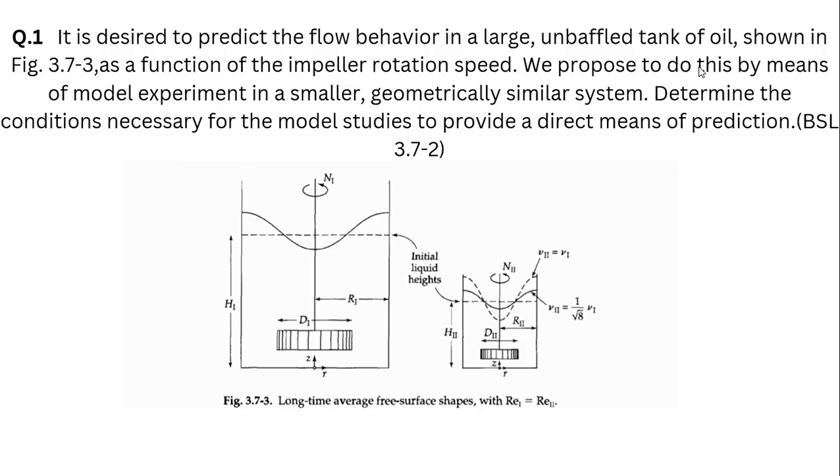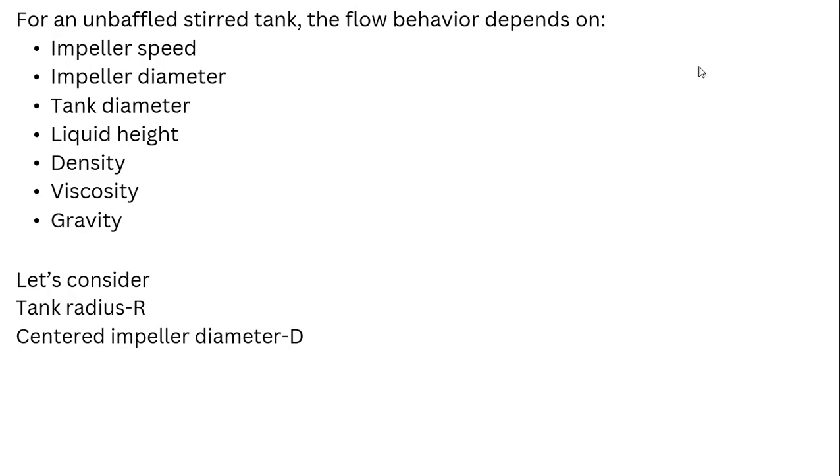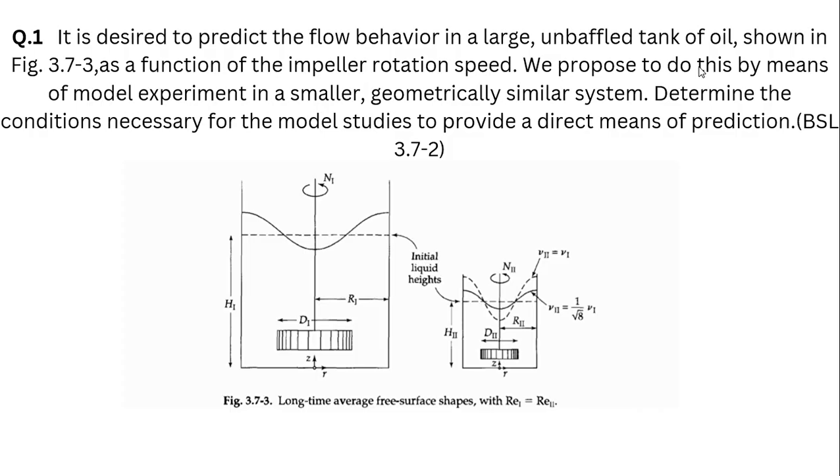The main objective of the problem is to predict the flow behavior in a large unbaffled oil tank using a smaller geometrically similar model, and the goal is to determine the necessary condition for a model to accurately represent the prototype. So for an unbaffled stirred tank, the flow behavior depends on impeller speed, density, viscosity, gravity, liquid height, tank diameter and impeller diameter. Let's consider the tank radius is capital R, the impeller diameter is capital D, and over here we already mentioned the notations.